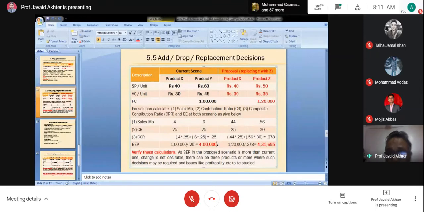How many units will you be selling for Y? You are selling Y for rupees 2,40,000 and each unit is for rupees 30. So 2,40,000 divided by 30 will give you 8,000 units. So you are selling 4,000 units of X and 8,000 units of Y. Once you know the number of units, you know the variable cost per unit, and you also know the number of units, so total variable cost can be calculated.